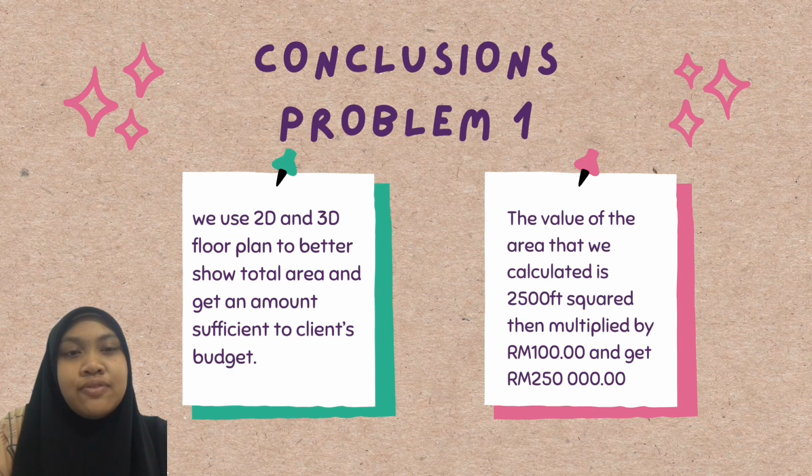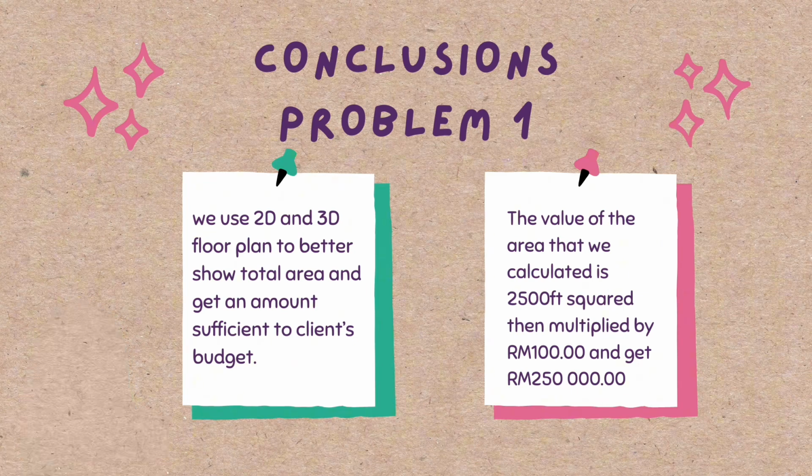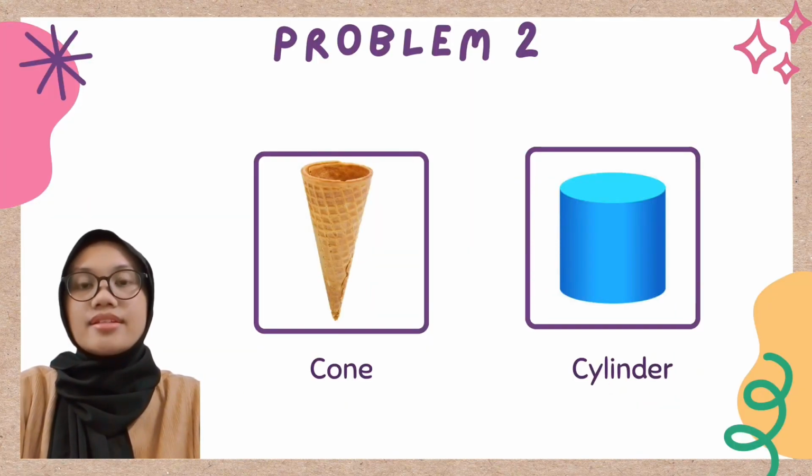Next, the value of the area that we calculated is 2,500 feet squared, then multiplied by 100 ringgit and get 2,050 ringgit.